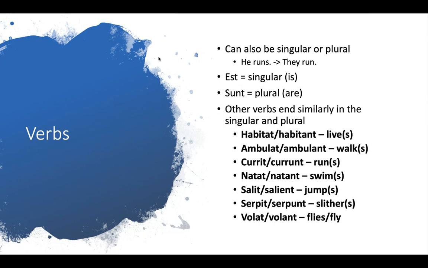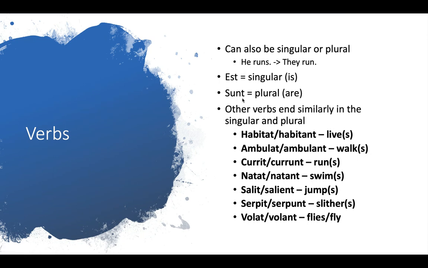Now, verbs in Latin can also be singular or plural. In English, the same thing is true. When we are writing a sentence that is singular, like he runs, this verb has to have an S at the end. But when we make it plural, there's no S. They run. Last week, you might have noticed that the singular sentences said est in them, and the plural sentences said sunt.